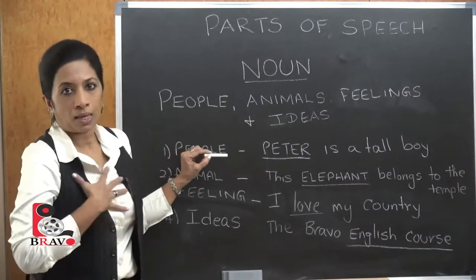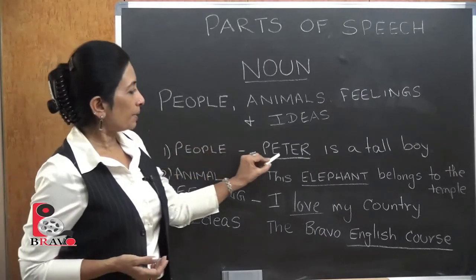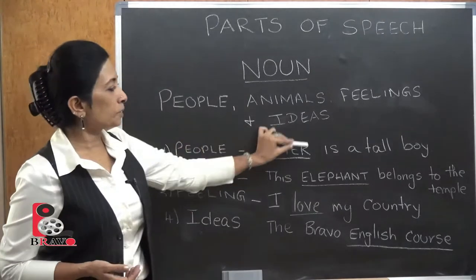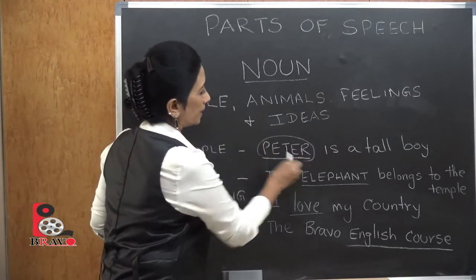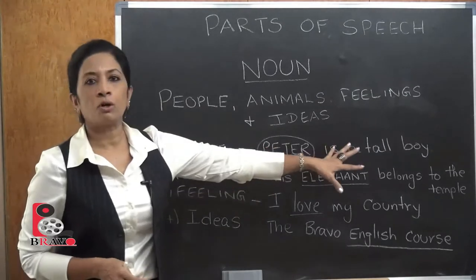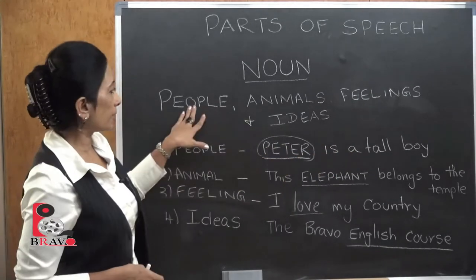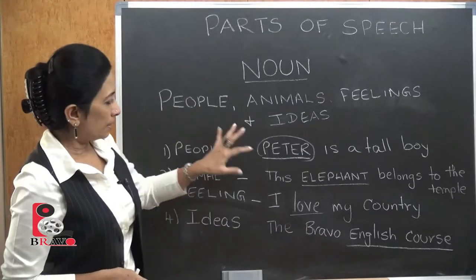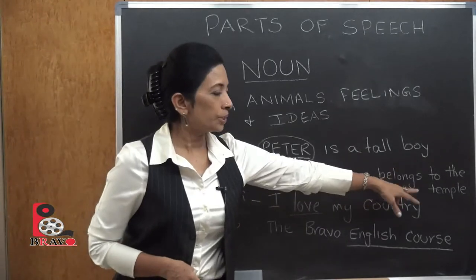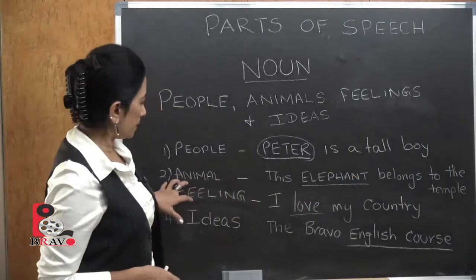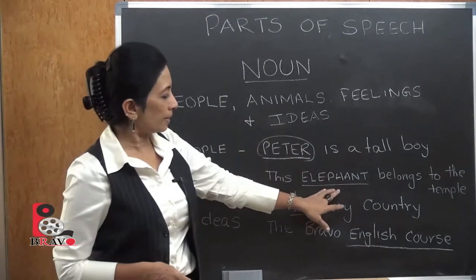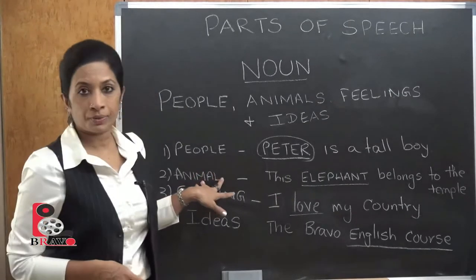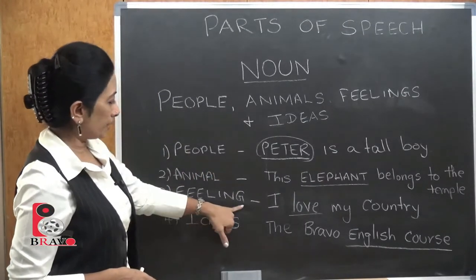People, us, humans. Example: Peter is a tall boy. Now here the noun is Peter. That comes as one of the examples of the many. Second one, animal. This elephant belongs to the temple. So here the elephant is the animal, which is the example of the second part. Third one, feelings.